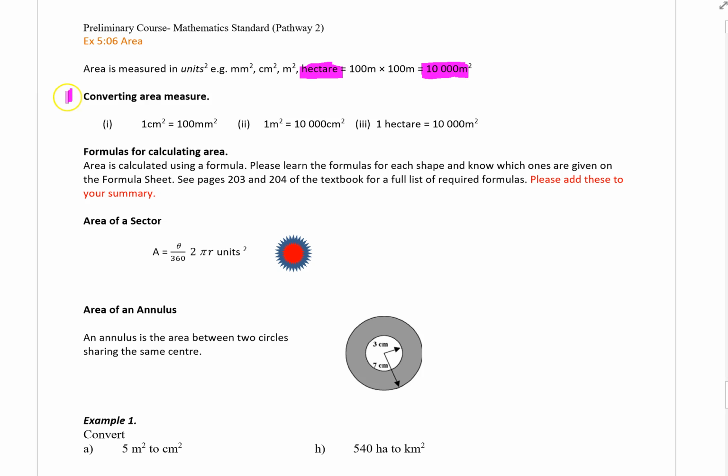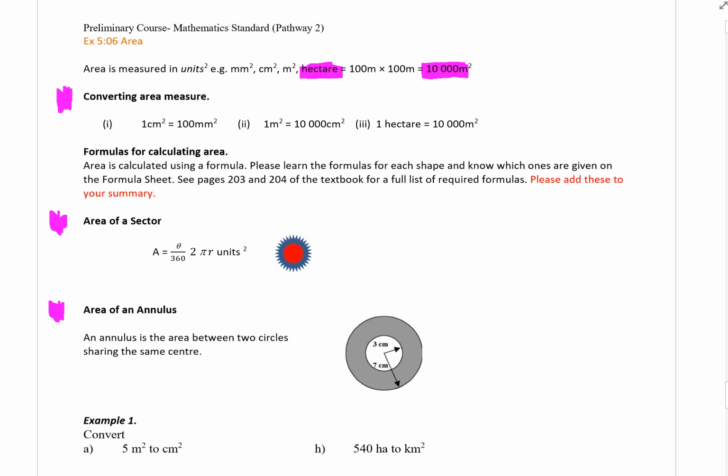This exercise focuses heavily on converting area as well as calculating area in a few different shapes. So there's basically 3 things we do. We convert area, the units of area. We calculate the area of a shape, or we find the areas of shapes put together. And an annulus is a shape formed by 2 shapes being put together. Let's have a look at converting area measurements.